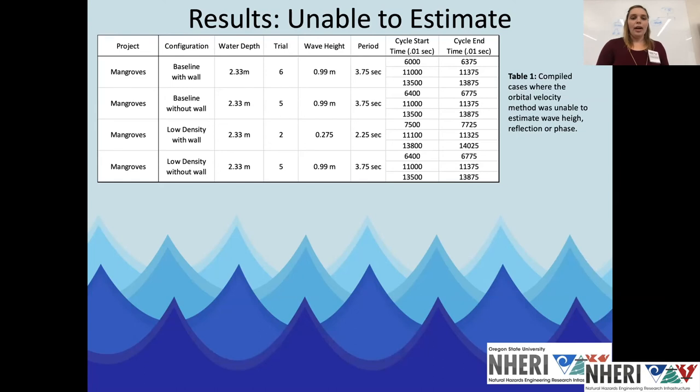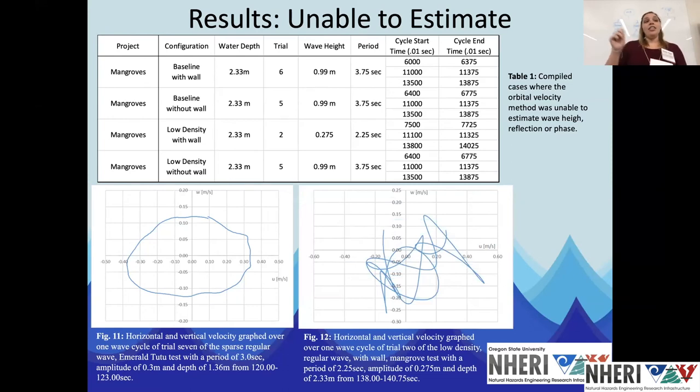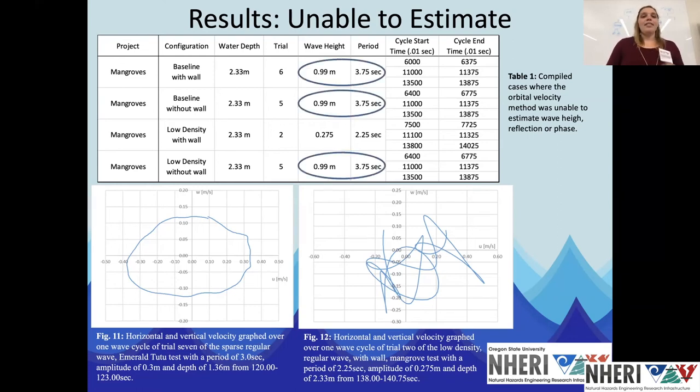What we saw when we graphed the velocity for these four cases was, instead of this nice elliptically shaped velocity plot, something that looked like a toddler had a crayon and just went wild on the graph. So we weren't able to apply a best fit ellipse to any of this. So why is that? Well, if you notice, three of these four cases have the same wave height and the same period. We actually expected that for those three out of the four it would probably be pretty difficult to estimate these parameters.